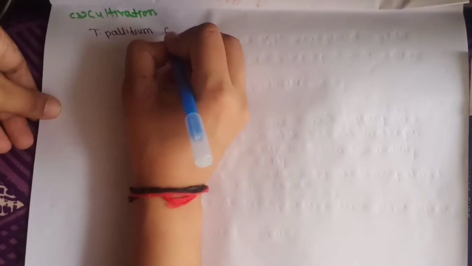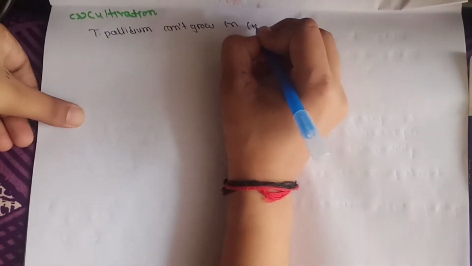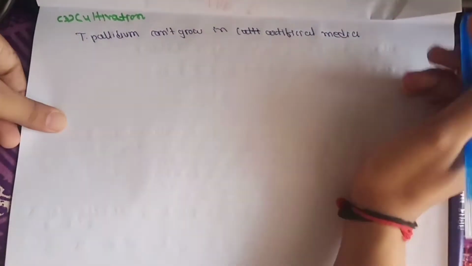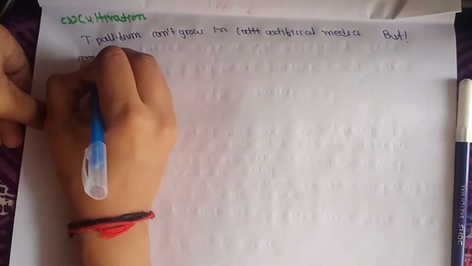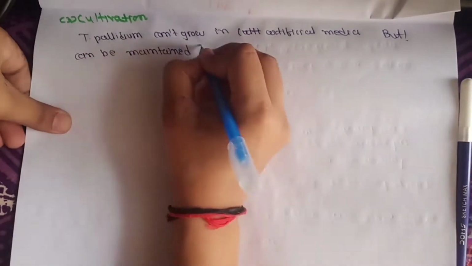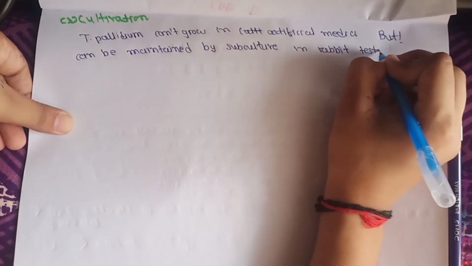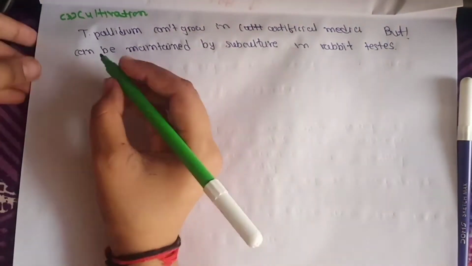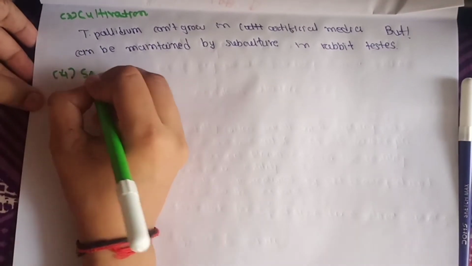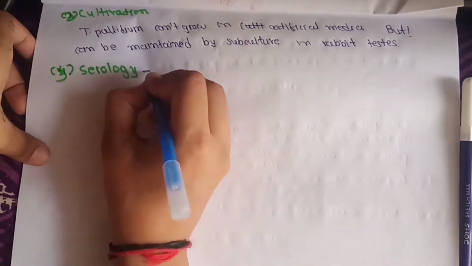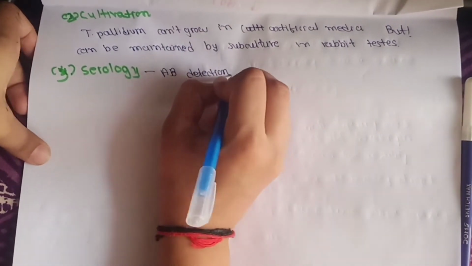Now let's move on to the next method. The next method is cultivation. It is the second method and Treponema pallidum doesn't grow in artificial media. So it doesn't grow, but Treponema pallidum can be maintained by subculture in rabbit testis. Now the important third method is serology. In this serology, we will detect the antibody.